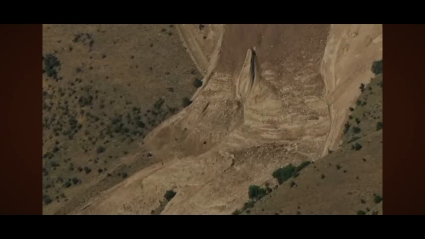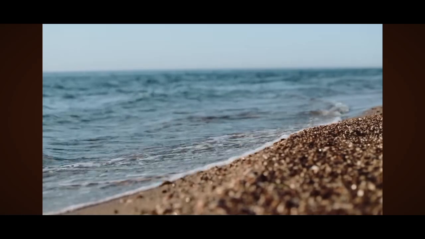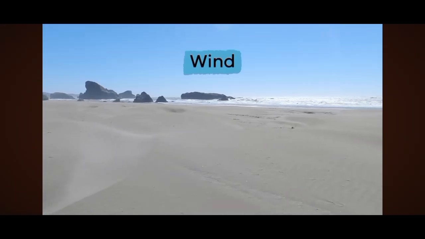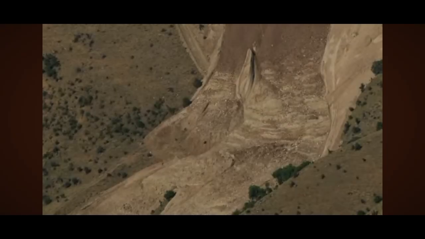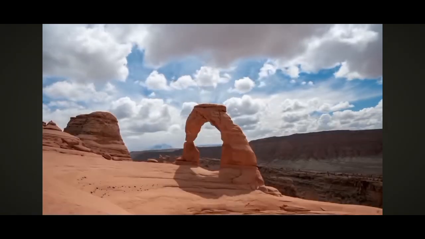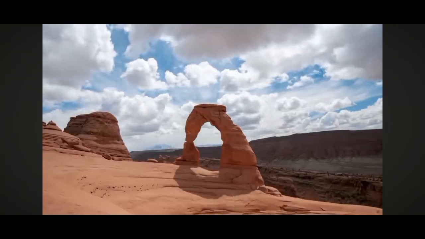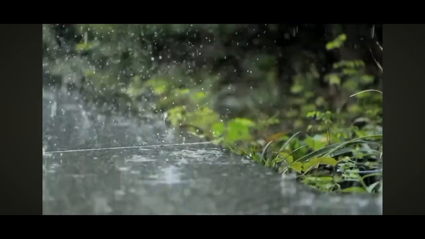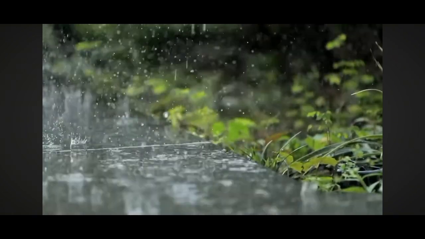Exogenic processes are external forces fueled by gravity, water, wind, and ice. These processes break down, transport, and deposit materials, giving rise to the landscapes we see today. Among these various ways, we'll delve into how stream and groundwater erosion play significant roles.